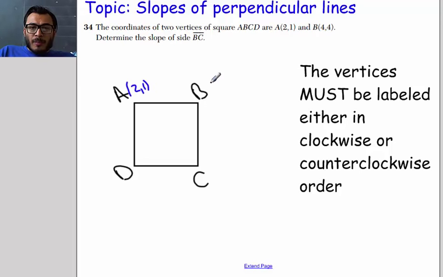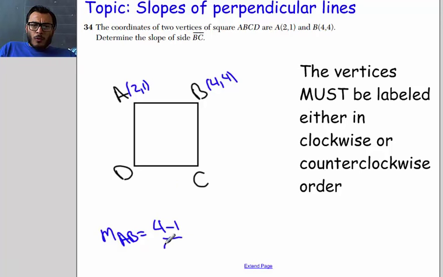And the coordinates of B are (4, 4). Now you could have done this in a coordinate plane. Maybe that would have been better, but it's not necessary. What's necessary is for me to find the slope of AB. So using the slope formula, we're going to get (4 minus 1) over (4 minus 2), and 4 minus 1 is 3, and 4 minus 2 is 2.